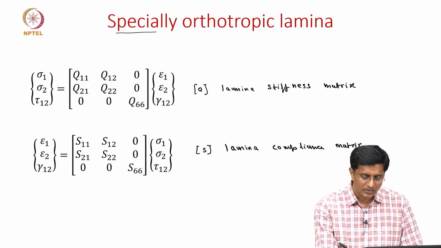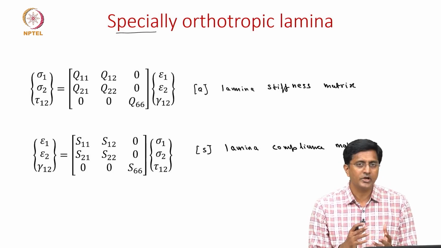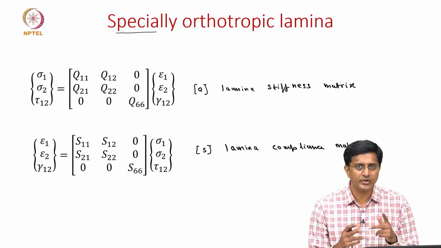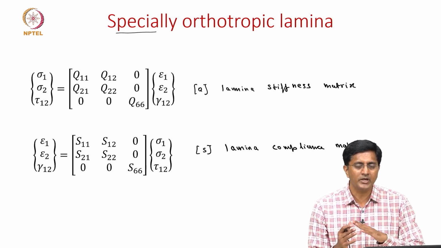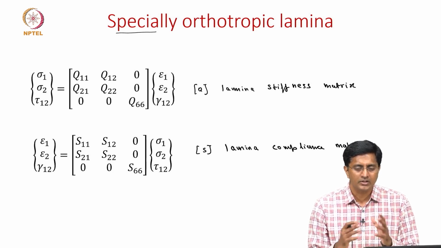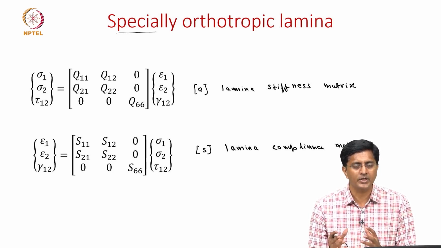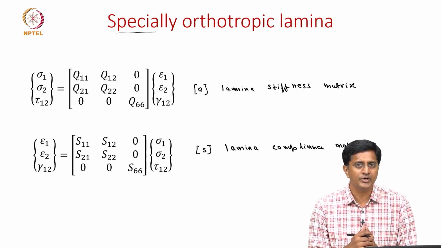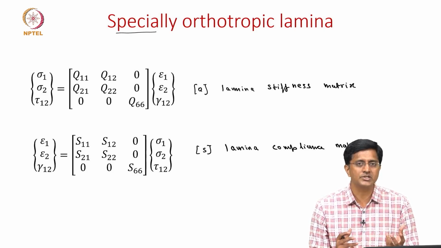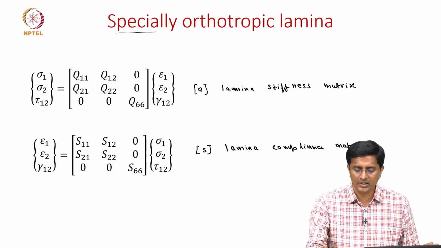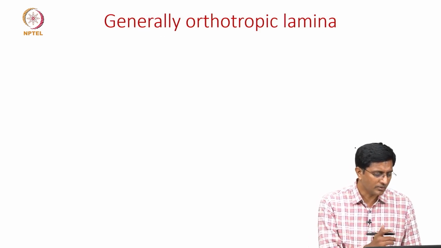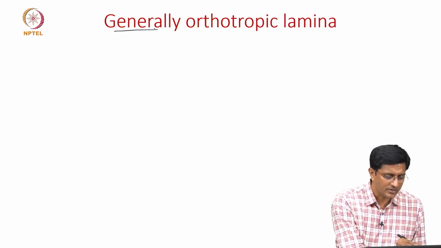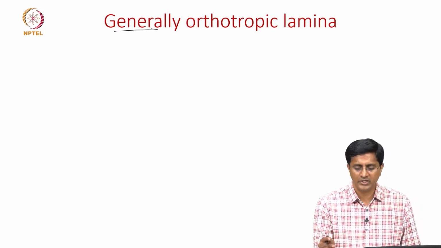But in reality, it does not happen that every time the chosen coordinates are exactly aligned with the material coordinate system. Sometimes there might be an angle between the chosen coordinate system and the material coordinate system. That is when we need to know how to transform these stresses into the new coordinates, and that is what we will be looking at in this video. So, we will start by looking at a generally orthotropic lamina with an example.